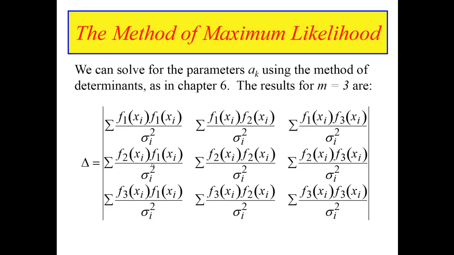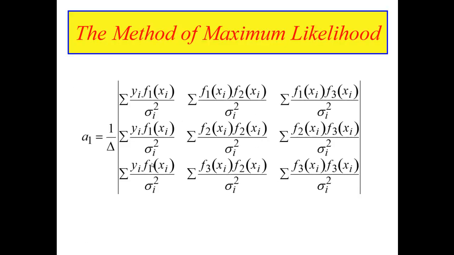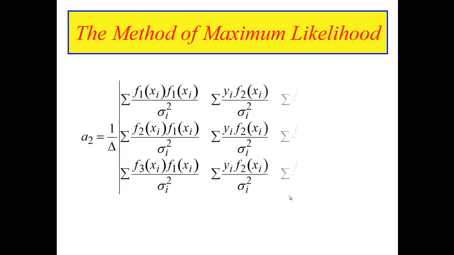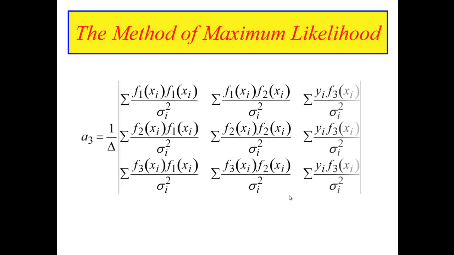It's the determinant of a 3×3 matrix. And then the A1 term would be 1 over that delta multiplied by the determinant of another set of 3×3 equations. And the A2 and the A3 similarly. Okay, so I don't want to work through each of those in detail. You can take a look at the textbook, but the method is all quite straightforward once you express the series of equations in matrix form.